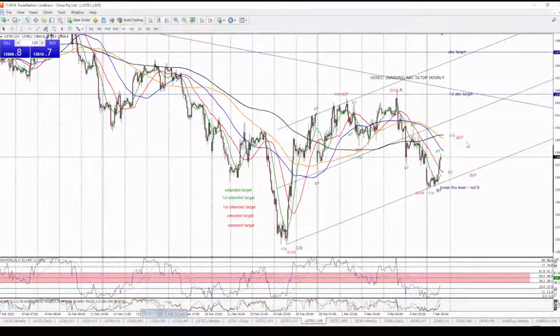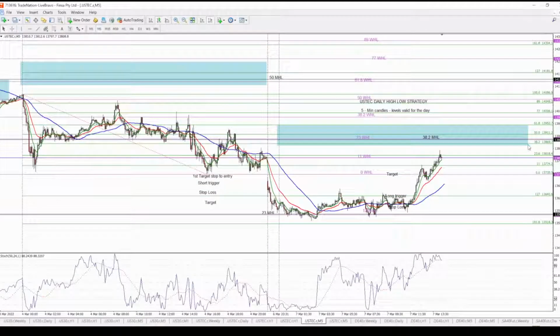So on to the 5 minutes. Next level of resistance, 38.2 of the daily high low. We did trigger long in these areas here. I haven't stopped out. That is still an outstanding target. We'll watch that before open. Just above that, 23 of the weekly high low. Above that, the one on the hourly chart, 38.2 of the weekly high low.